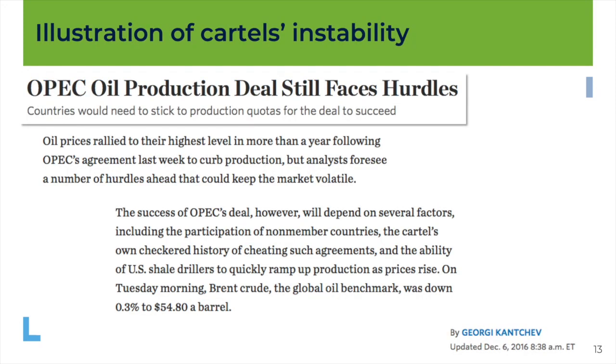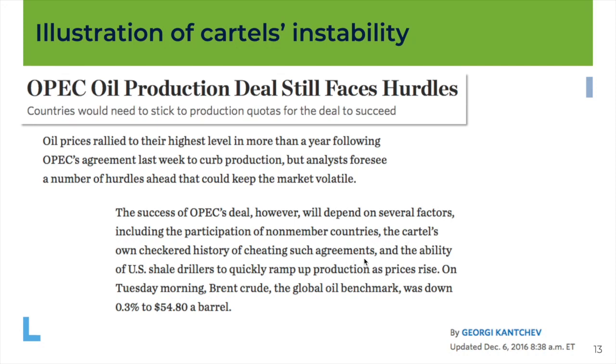And let me just illustrate this with the one cartel that cannot be fought by any competition authority in the world because it's a cartel formed by different countries. Okay, and you probably have heard of it, the OPEC, the oil production cartel, the cartel of oil producing countries. Okay, and I will let you read this on your own, but I just want to stress some sentences in this article. They say the success of OPEC's deal will depend on several factors, one of them being the cartel's own checkered history of cheating on such agreements.